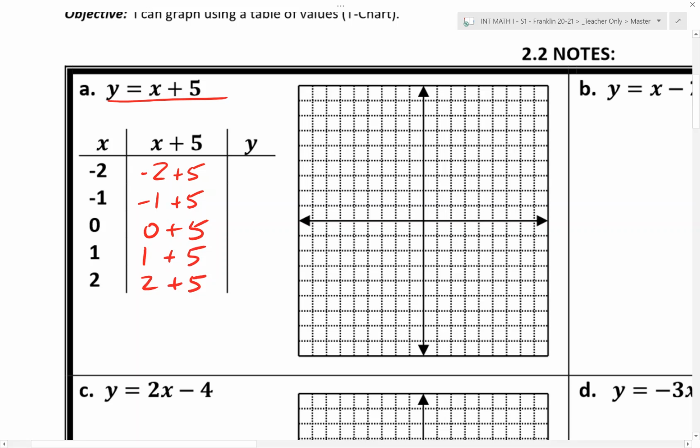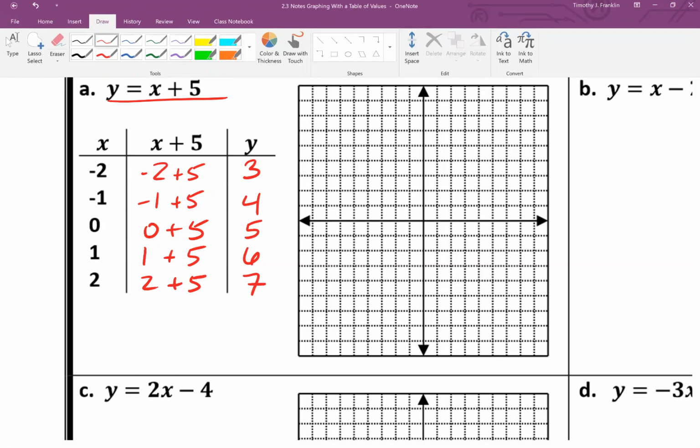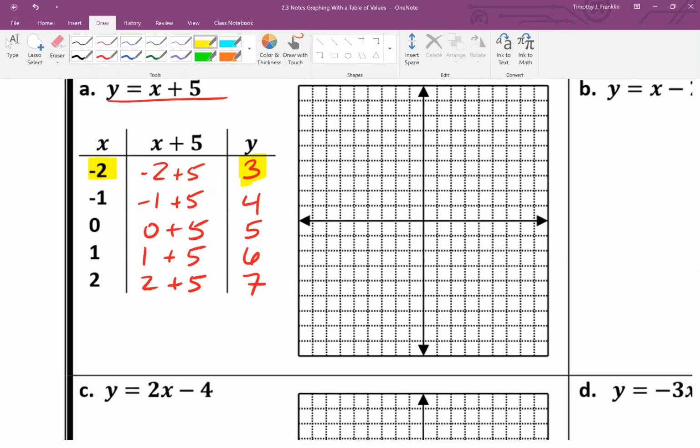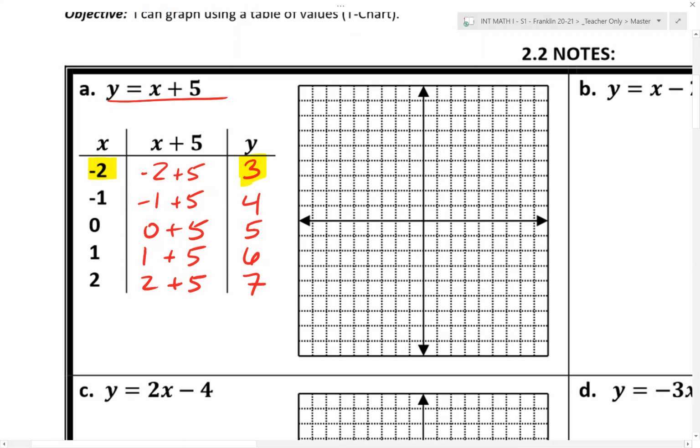And so what that will give us, for -2, that's 3. For -1, that's 4. 0 is 5. 1 is 6. And 2 is 7. So what we've done is create ordered pairs, -2, 3, and so on, that we can now use to graph this equation on the coordinate plane. So -2, 3, left 2, up 3, and then -1, 4, 0, 5, 1, 6, and 2, 7. And there you have the line.